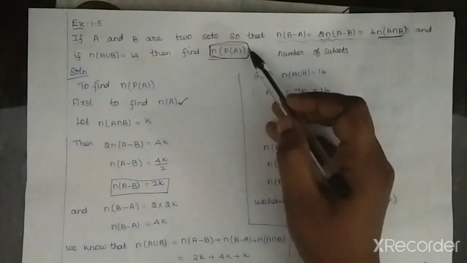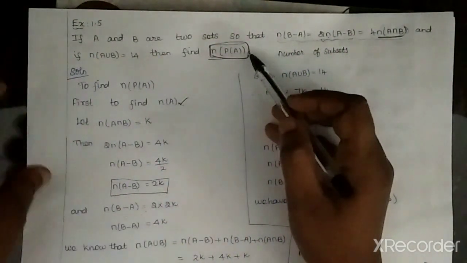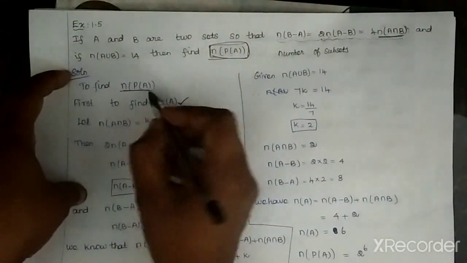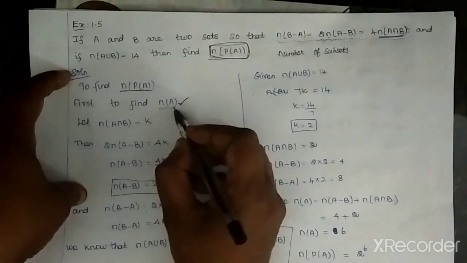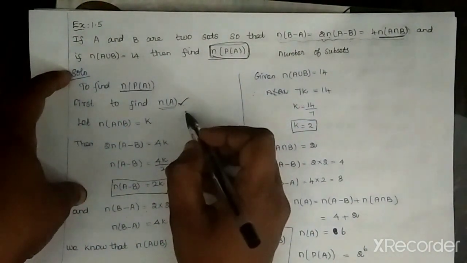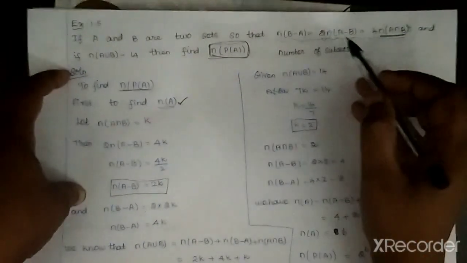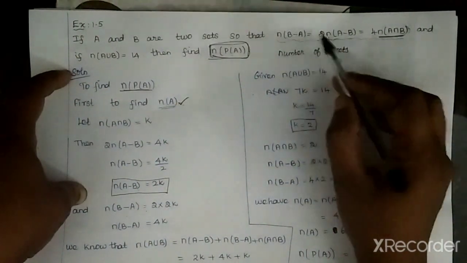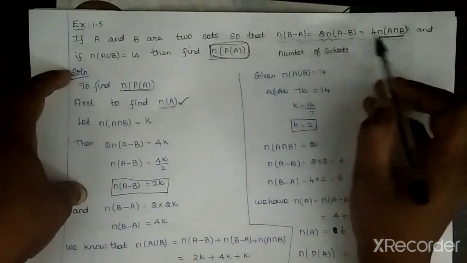To find out the number of subsets, first we need to know how many elements are there. So we have to find n of P of A. Before that, we need to know how many elements there are, so that is finding out n of A. Here they have given that these three values are equal. This one is equal to this one is equal to this one.